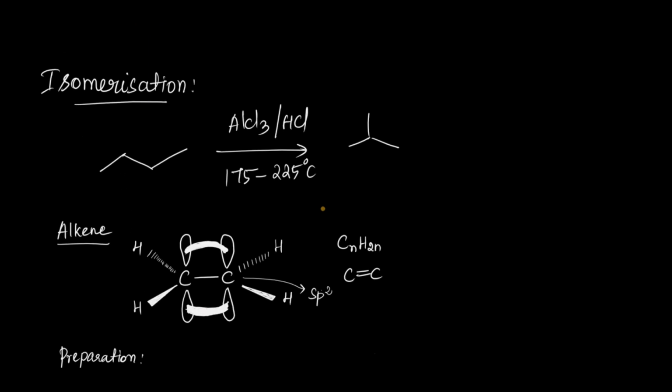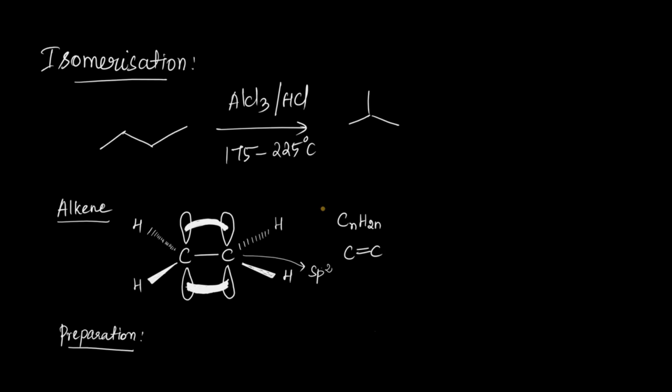From propane we have formed methane, hydrogen, ethane and propene. Then an important part is isomerization. Alkanes with AlCl3/HCl, remember the reagent AlCl3/HCl, will form isomerized products.